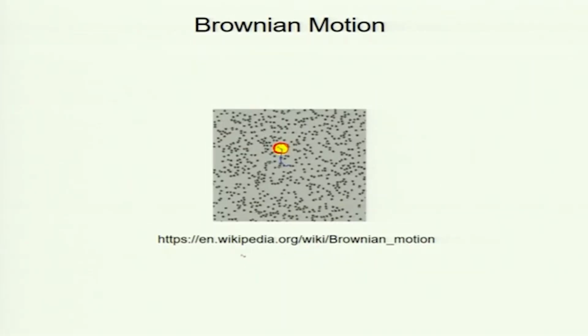You can see this movie on Wikipedia, it is a nice movie, it moves slowly. You have to see there is a difference: the speed of the molecules is very large, the speed of sound, but the speed of this yellow particle is pretty small. It is in the viscous regime, a small velocity.